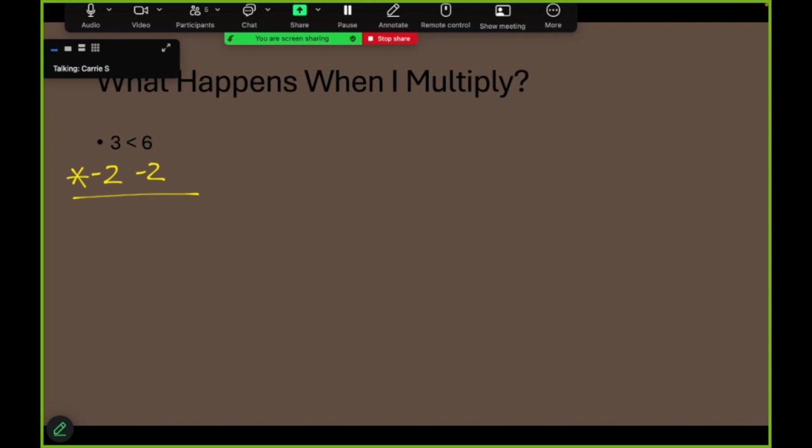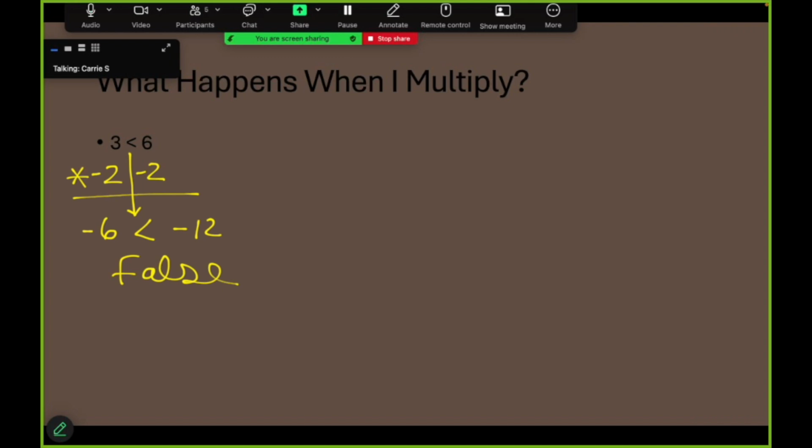What if I multiply by smaller numbers, like maybe negatives? Is that going to keep it true? Let's see. This is going to be -6 and this is going to be -12. Is that inequality still true? No. I heard somebody say no and I heard somebody say yes. Which is it? It's not true. Is -6 smaller than -12? No, -6 is bigger. So we just found the place where this is now false.